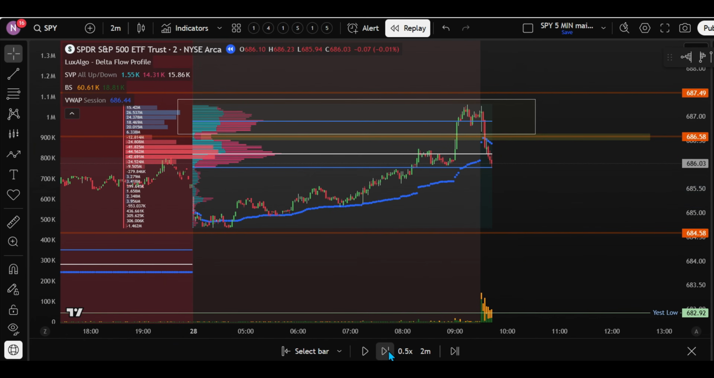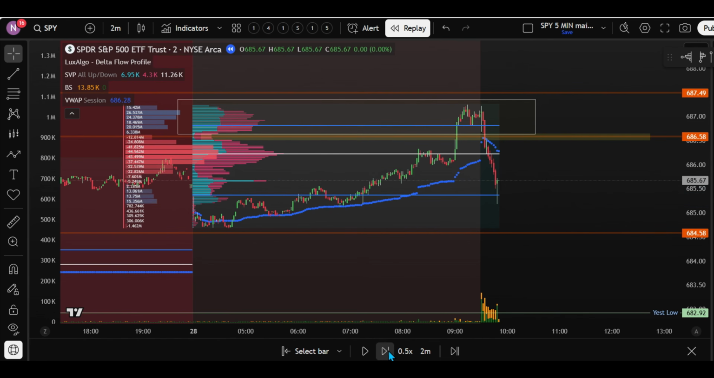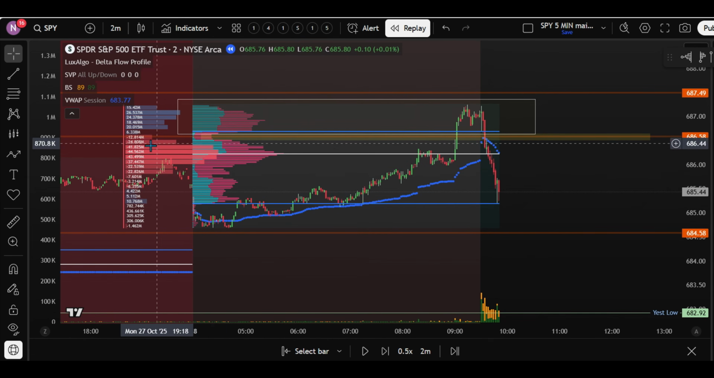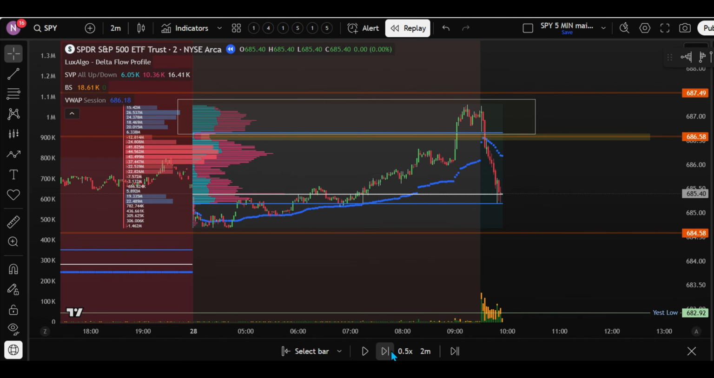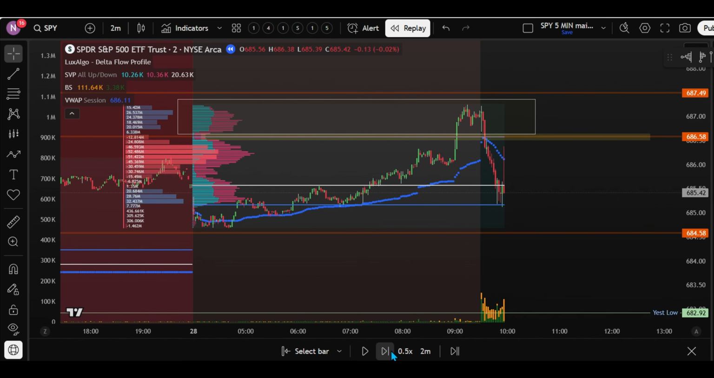And I do believe that it just kept tanking down. So that shows you that there's lots of selling pressure in this general price range of these red delta flow bars, you could say, the price range of those bars. So let's go ahead and keep going through it. I haven't even taken a trade at this point.